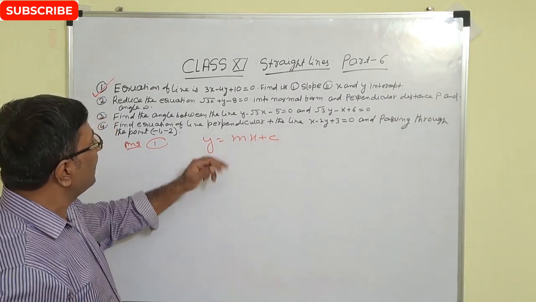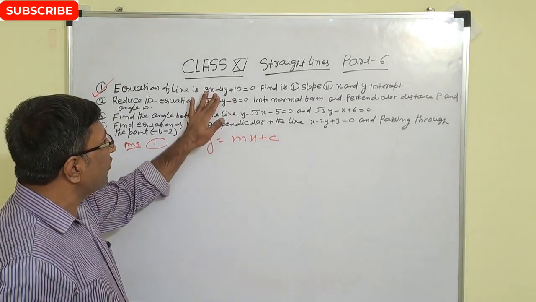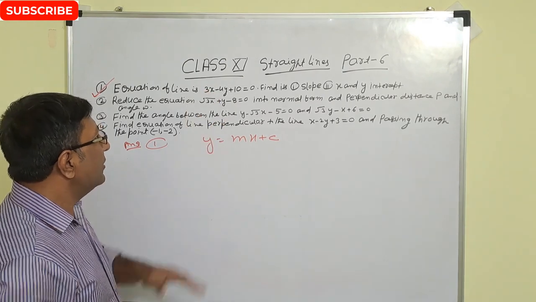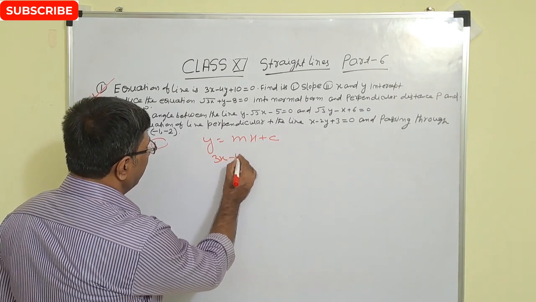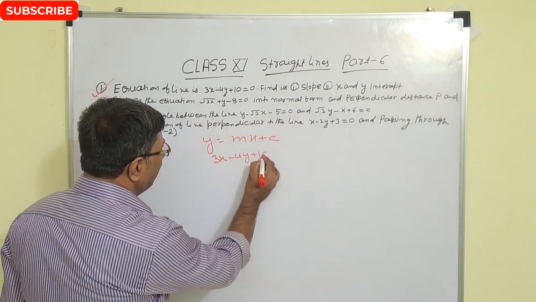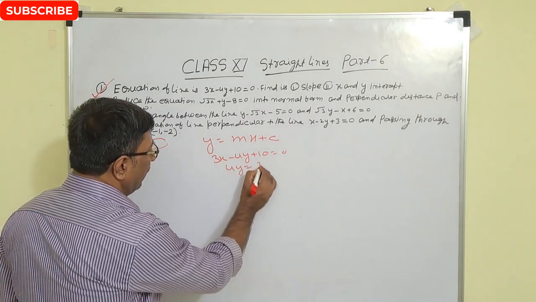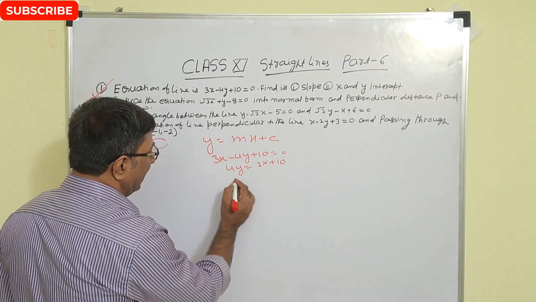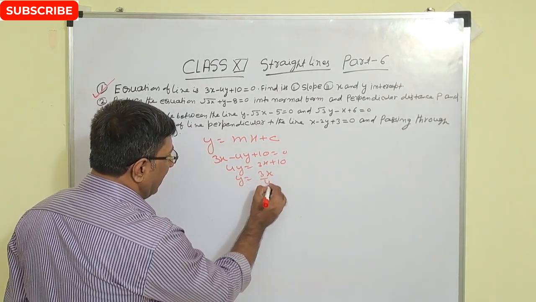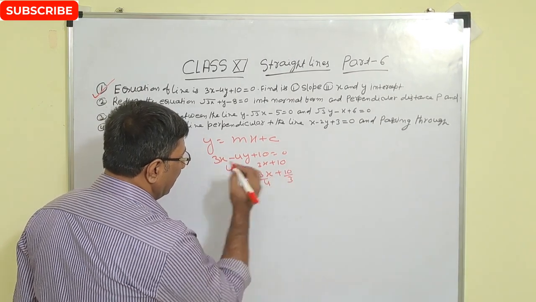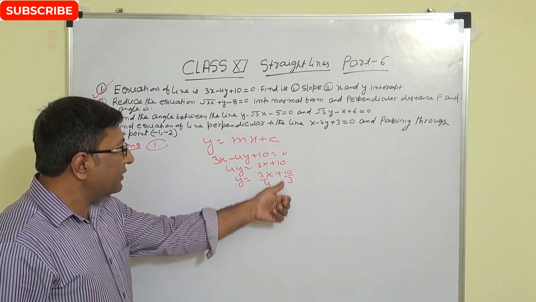So in this question, 3x minus 4y plus 10 equal to 0. Change this equation into this form. So we can write 3x minus 4y plus 10 equal to 0. When we take this 4y, 4y equal to 3x plus 10. So y equal to 3x by 4 plus 10 by 4.